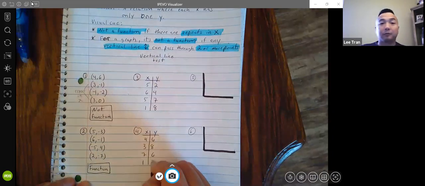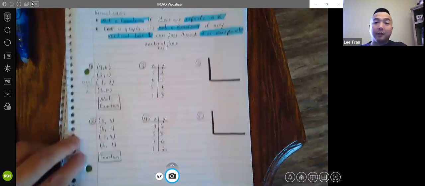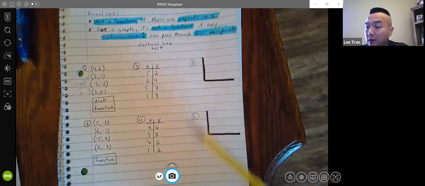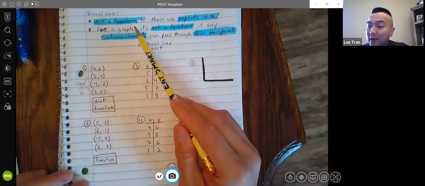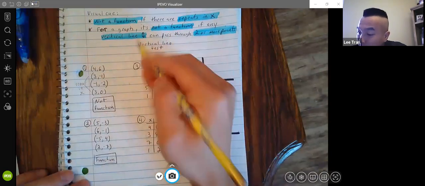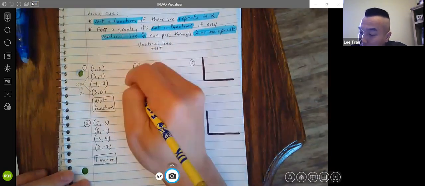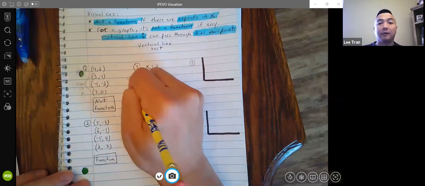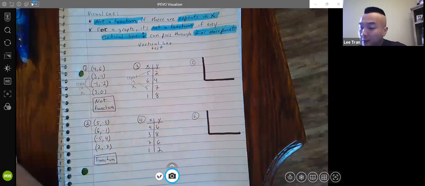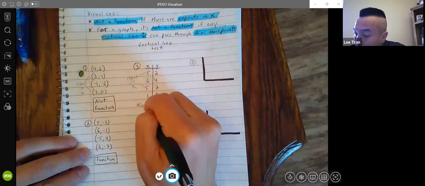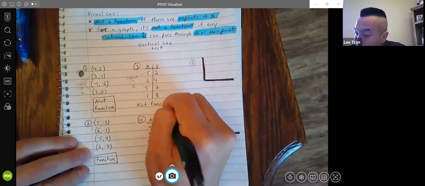4, 6, 3, 8, 7, 6, and 1, 2. Okay, so in number 3, again, look at the visual cue, okay? It's not a function if there are repeats in X. So again, in this one, there's a repeat in X. Okay, so number 3 is not a function. I'll just put not function.